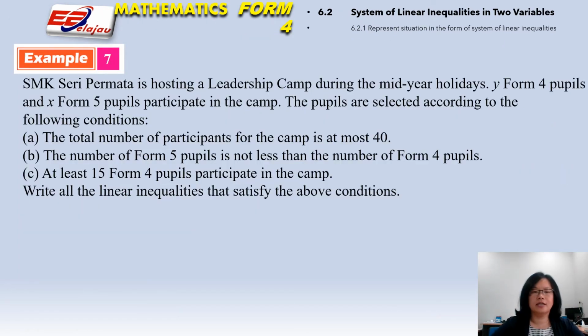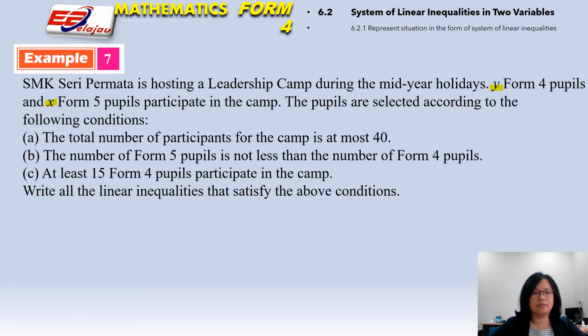In this slide, we are going to do some practicing on how to write the linear inequality that satisfies the given condition. You may refer to your textbook page 166, example 7. Please read the example. From the paragraph, you can notice that variable y is referring to the number of Form 4 pupils, and the variable x is referring to the number of Form 5 pupils that participate in the camp.